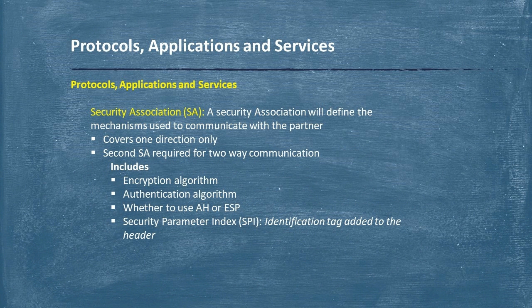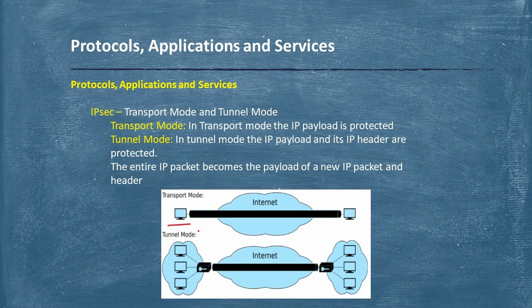Now, security association. The security association will define the mechanisms used to communicate with the partner. This is another member of IPsec. This covers one direction only. Second, an SA is required for two-way communication, which includes the encryption algorithm, the authentication algorithm, and whether to use AH or ESP.